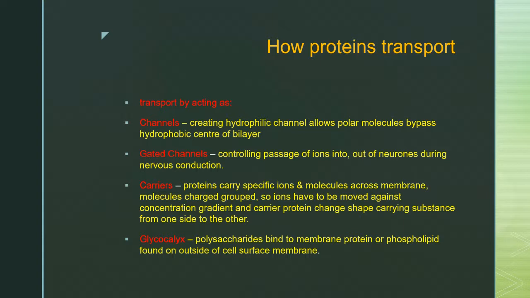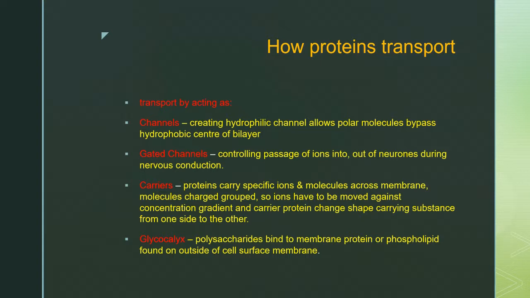Then we have carriers. Carriers are where basically proteins carry specific ions and molecules across the membrane. Molecules have a charged group, so the ions have to be moved against the concentration gradient, and the carrier protein will change shape, carrying the substance from one side to the other, which is different than the channel, as it just literally moves in and out. There's no protein to help it.